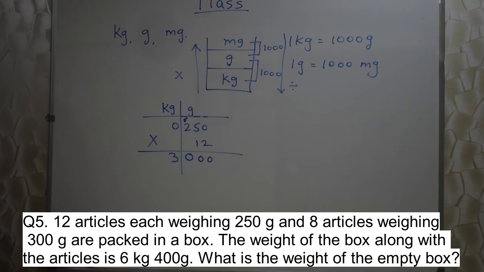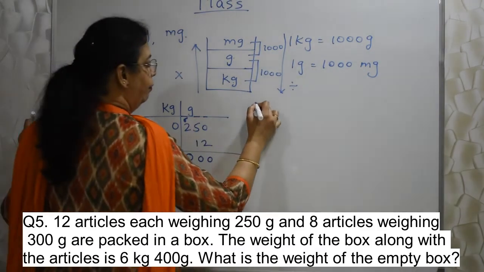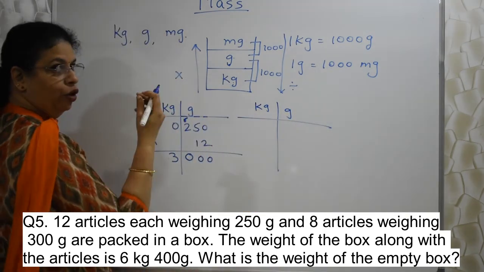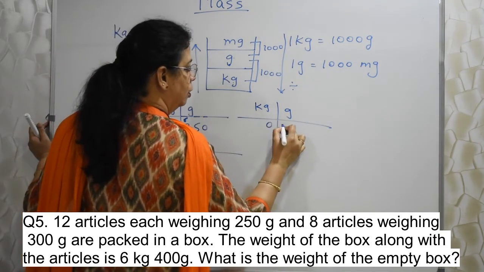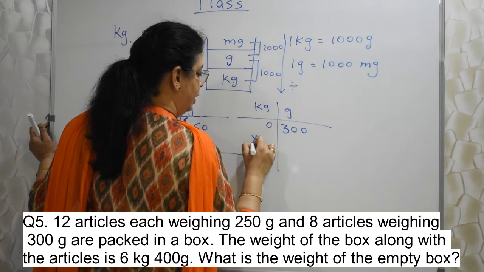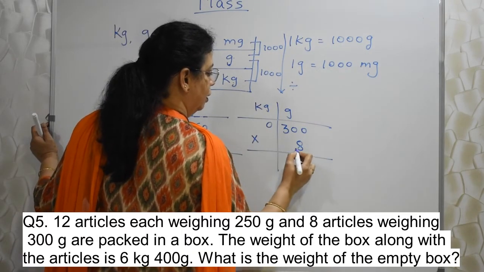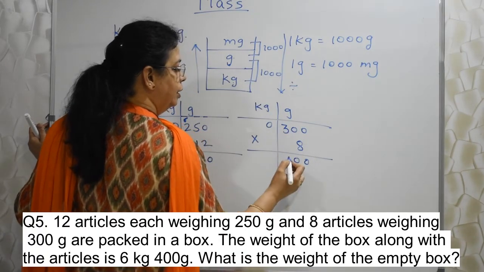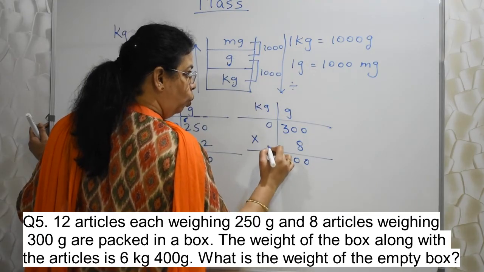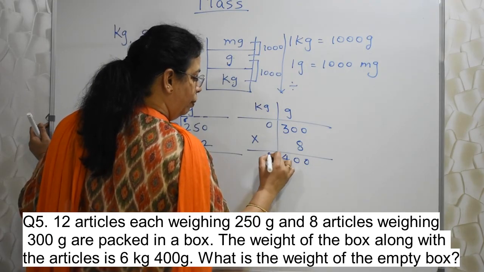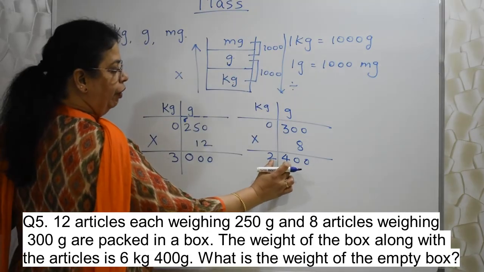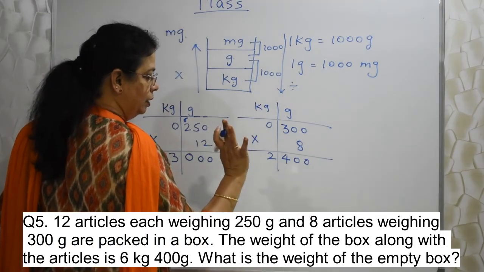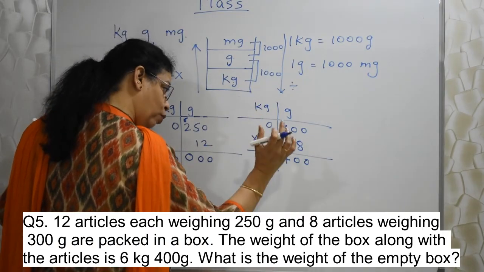And what else are they packing? 8 articles of 300. So similarly, we will do here. See, in the exam you may not do it so nicely because time is very crucial, right? But while learning, you need to be very, very systematic. 8 things of 300. So 8 zeros are 0, 0, 8 3s are 24. 4 will come here but 2 will go here. Again the reason is same. I can have only a maximum of 3 places.